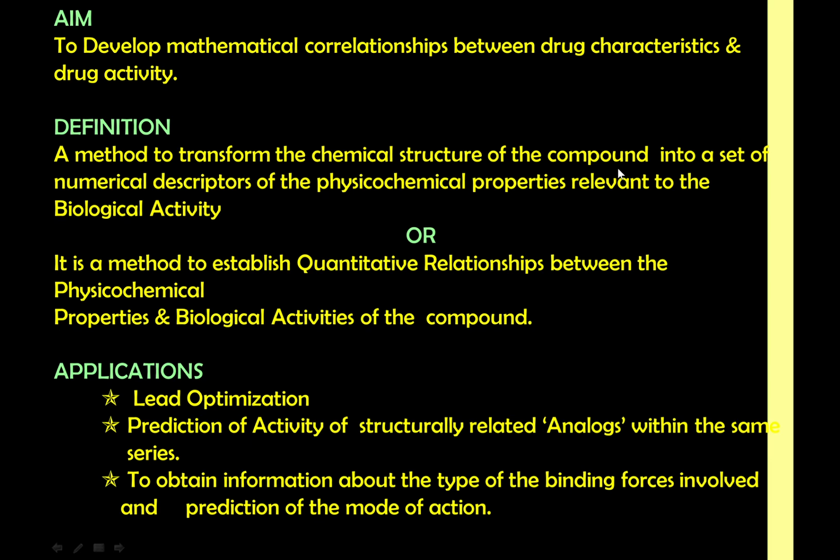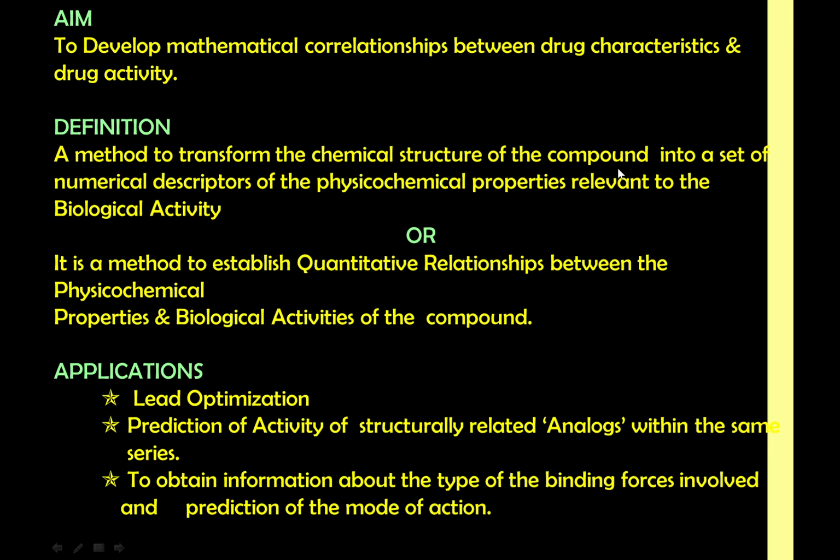We first transform the structure into a set of numerical descriptors of the drug's physicochemical properties, and biological activity is also converted into a set of numbers or some numerical form, and now these are mathematically correlated. So you can express everything in numbers, meaning how much a property can increase the biological activity or decrease it, so how much will be the influence.